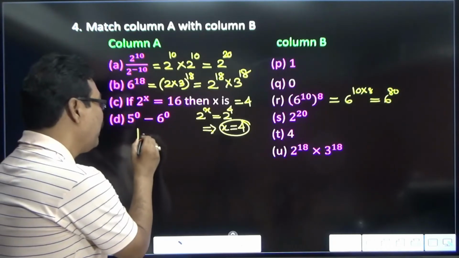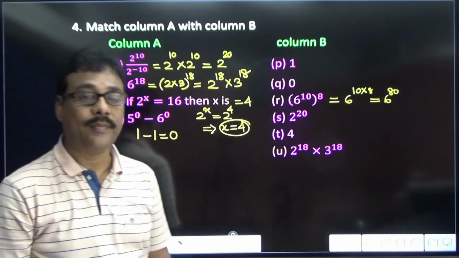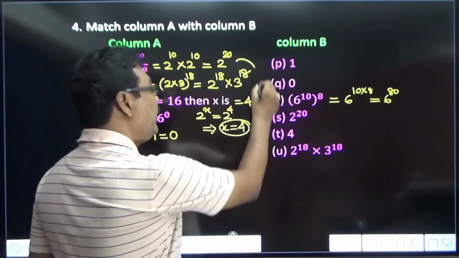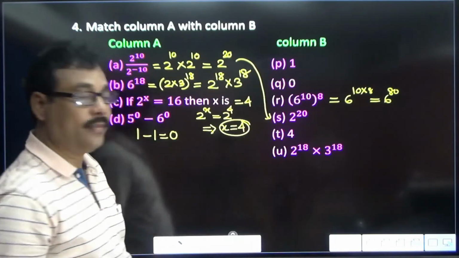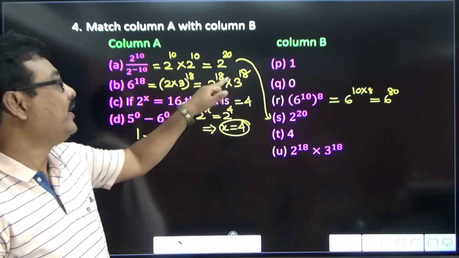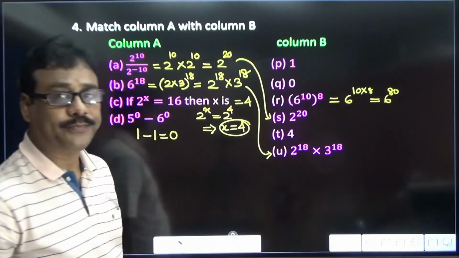So this will be 1 minus 1, which is going to be 0. Now let us match. The first one is 2 to the power 20. I can see this one will be connected to this one. The next one will be 2 to the power 18 into 3 to the power 18, so this has to be connected with this one.